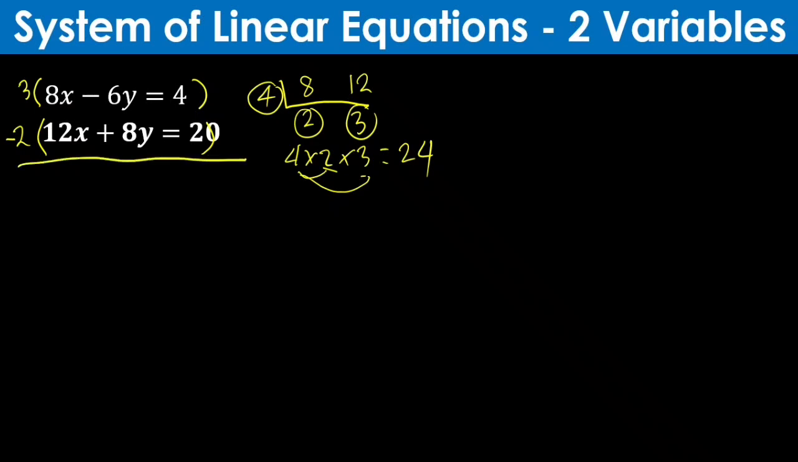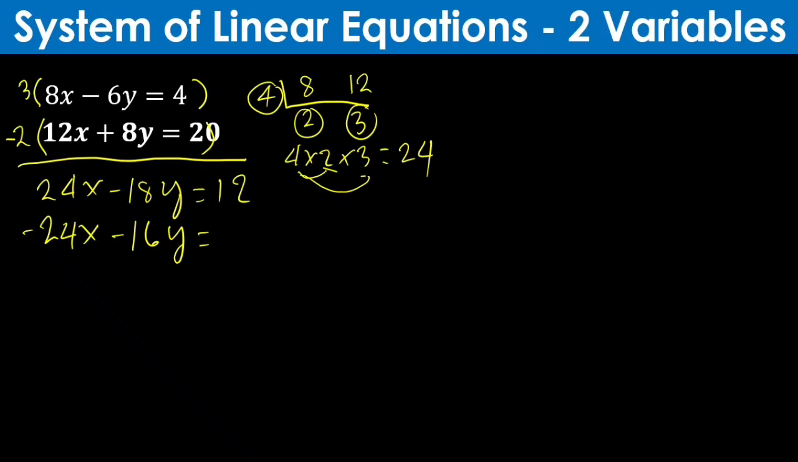Here, let's distribute first, multiplying factor 3 here. 3 times 8 gives us 24x. 3 times negative 6, negative 18y. 3 times 4 gives us 12. This one is also negative 24. That's negative 16y. That's negative 40. And then we add them. This one is already 0. This is negative 34y, and this is equal to negative 28.